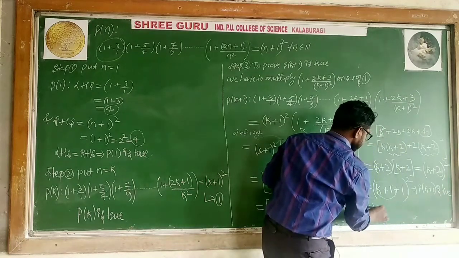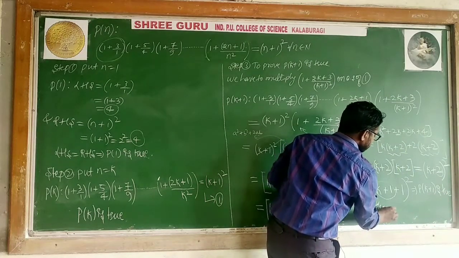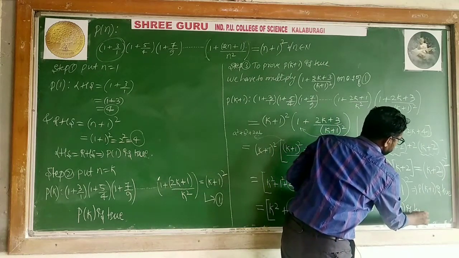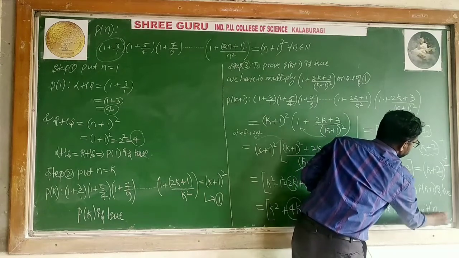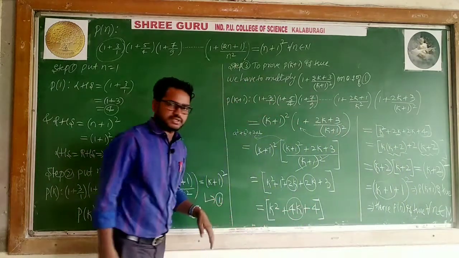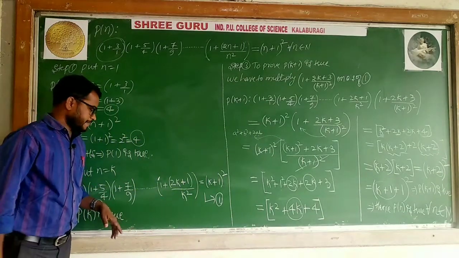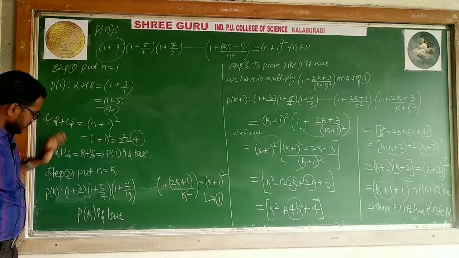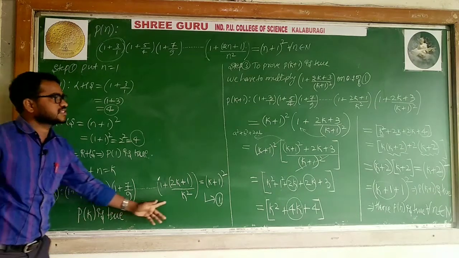Hence P of n is true for all n belonging to natural numbers. It is true for all natural numbers. You say n is equal to 1, LHS equals RHS, 4. Then n is equal to k, wherever n is, put k.